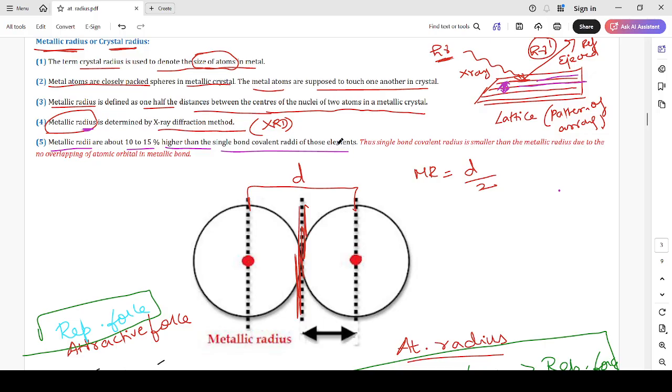Lakshana, justify why it should be larger than covalent radius. It should be larger so that they do not overlap each other. No, you are saying the consequence as a cause. They are saying metallic radius is usually 10 to 15% more than covalent. Justify why. As you said, in metallic there is no overlap. But in covalent radius it overlapped. So it's obvious that it should be higher.